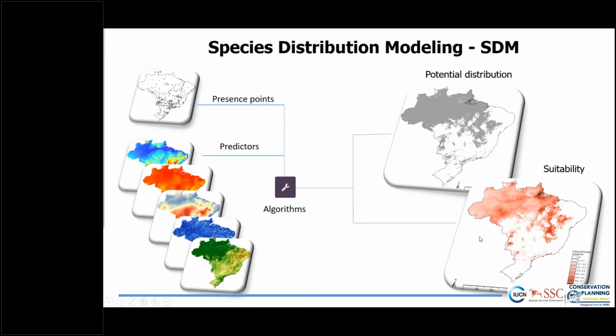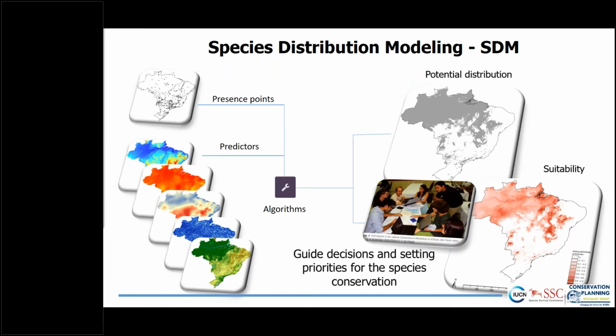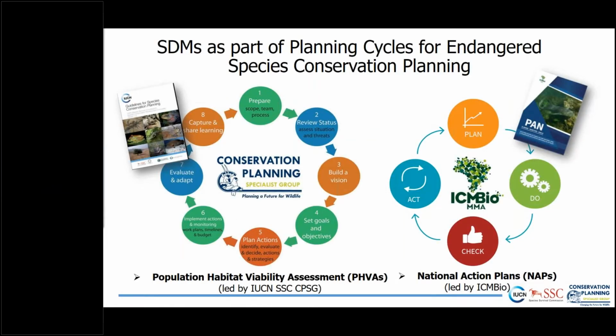So these two model results, when used by different stakeholders, so conservationists, species experts, decision makers, can guide decisions and setting priorities for the species conservation. So the SDM has been used as part of the planning cycles for endangered species conservation planning, mainly by two conservation institutions. So the Conservation Planning Specialist Group from the IUCN Species Survival Commission has used the SDM as part of the planning cycle inside a workshop process called Population Habitat Viability Assessment, the PHVAs.